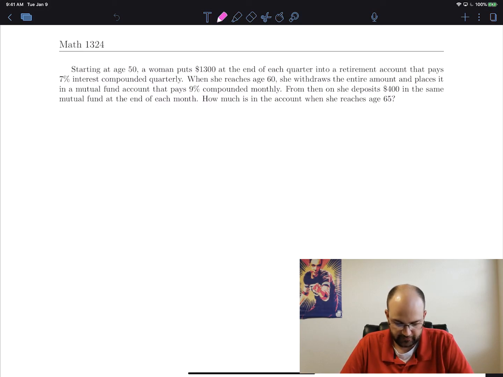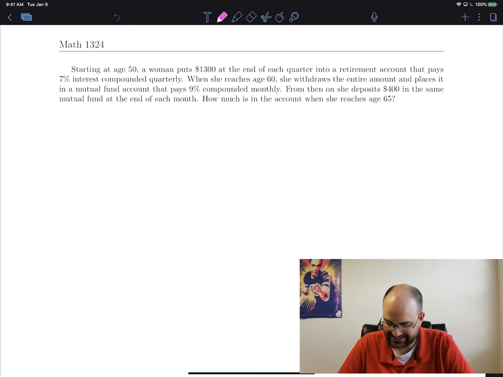Welcome to Math 1324. This is Chapter 5, Section 2, Example 5. And in this example, we're going to start at age 50. A woman puts $1,300 at the end of each quarter into a retirement account that pays 7% interest compounded quarterly.